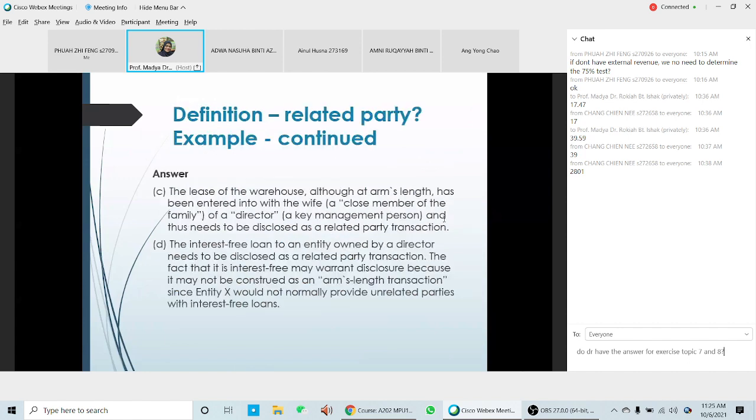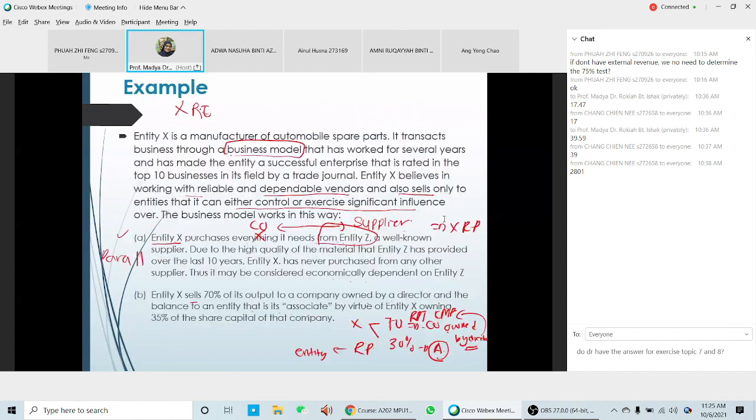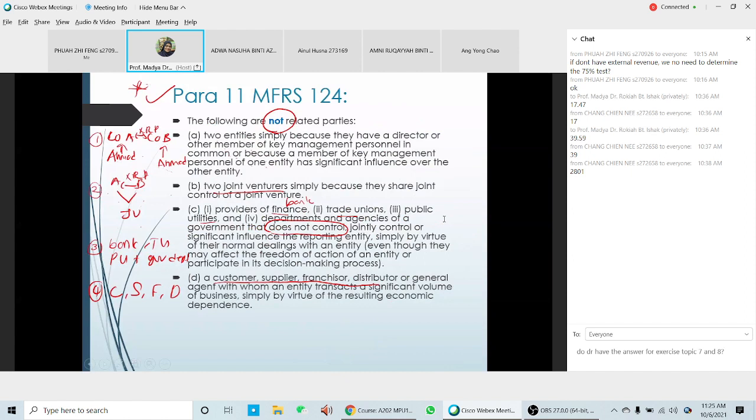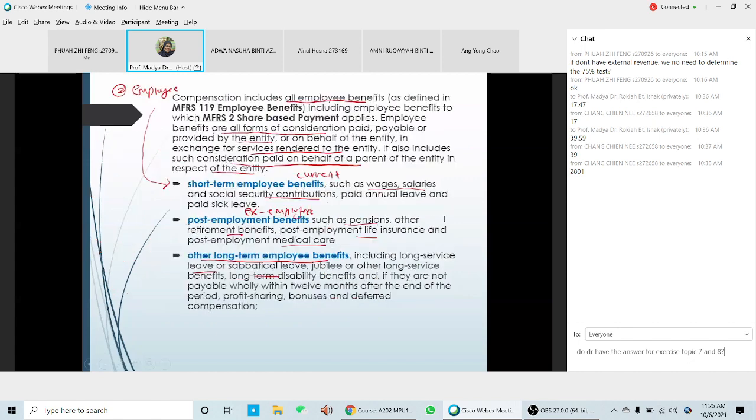Try to understand this example. Try to understand the examples. And then this one is very important. Para 11. Very important this one. Make sure that you understand this one.